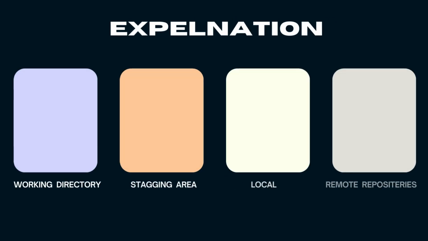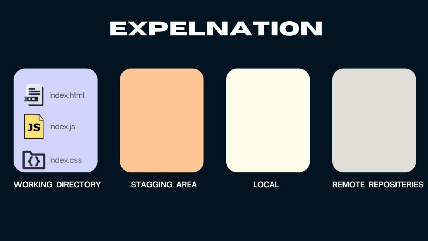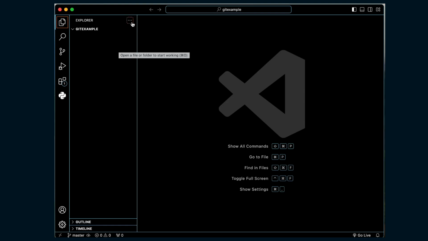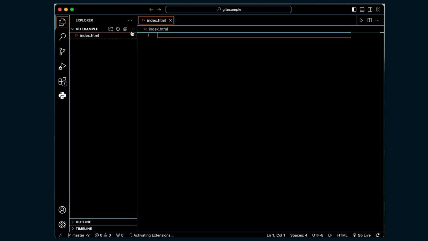In these 4 stages, I was creating an index.html, index.js, index.css in the working directory. Open your file in VS Code, create the files index.html, index.css, index.js. All the files are represented with a capital U at the end because all the files are untracked. That means that all the files present in the working directory are untracked by Git.